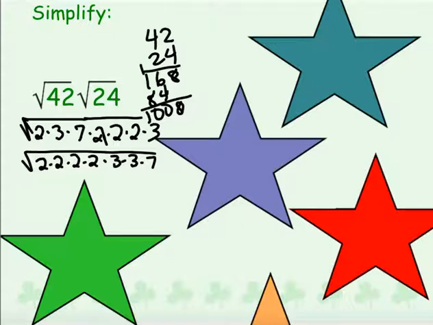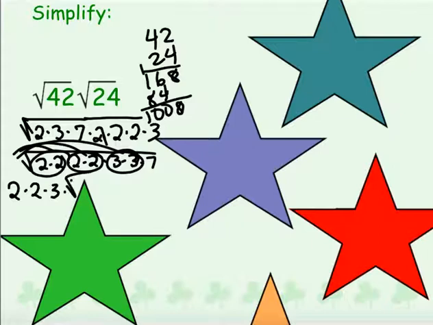Which means I have a pair of 2's that I can pop, and it's going to be on the outside. I have another pair of 2's, and a pair of 3's, and we have a root 7 left inside, which means I can multiply what's outside, 2, 2, and 3, to get 12 root 7. And that is our simplest form of root 42 times root 24.